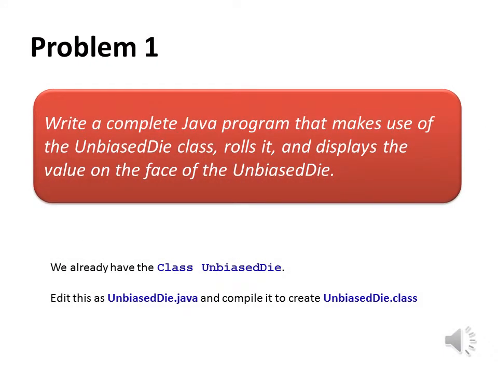We'll now solve a problem to illustrate how the class UnbiasedDie can be used. The problem statement: Write a complete Java program that makes use of the class UnbiasedDie, rolls it, and displays the value on the face of the die. We already have the class UnbiasedDie. Edit this as UnbiasedDie.java and compile it to create UnbiasedDie.class.